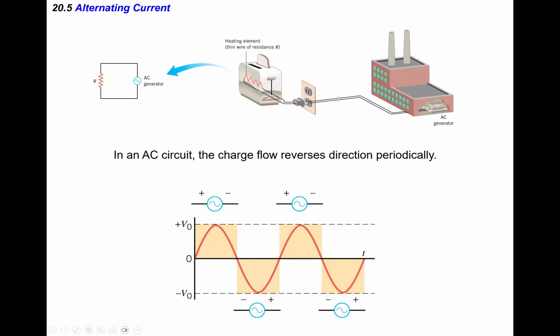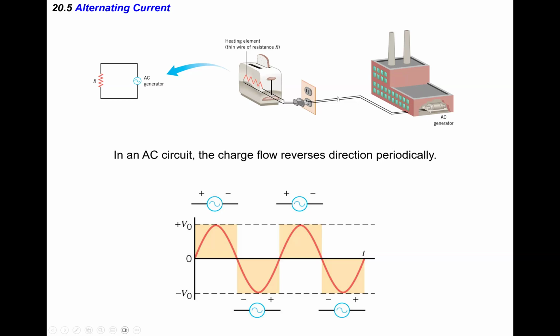Because we have limited space for our generator, we cannot let it move forward in a straight line. It would take a lot of space, so we let it rotate. Once it rotates, the direction has to change. So in an AC circuit, the charge flow reverses direction periodically.